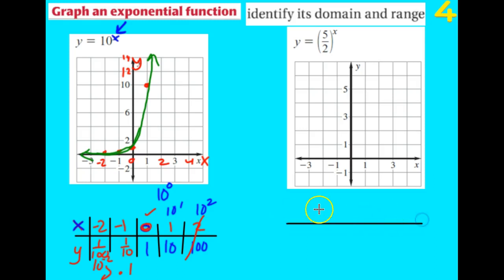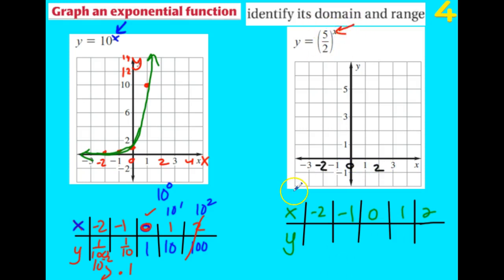All we have to do is graph it. So I'm going to make an XY table. Here's x and y. Same numbers, it's easy to plug in -2, -1, 0, 1, and 2, because those numbers are on here already. 0, 1, and 2 for x, and we're going to plug that in for x right there. So first we have 5 over 2 to the power of -2. Then we're going to have 5 over 2 to the power of -1, 5 over 2 to the power of 0, and then 5 over 2 to the power of 1. I'm just writing these out.